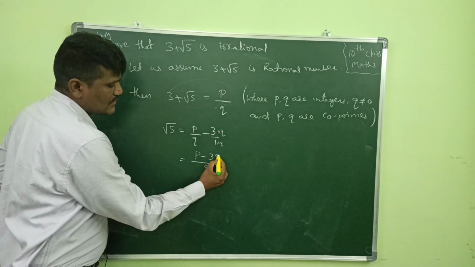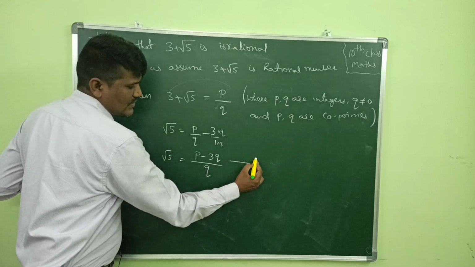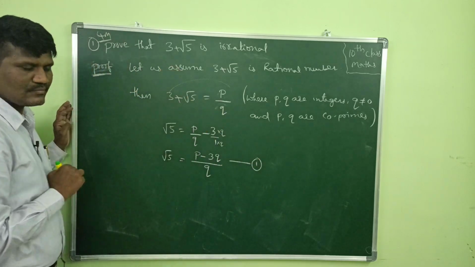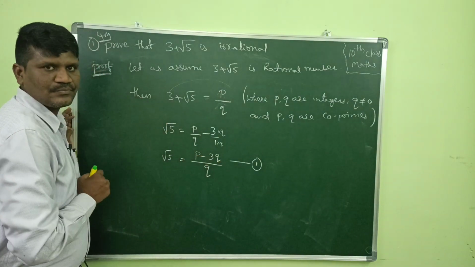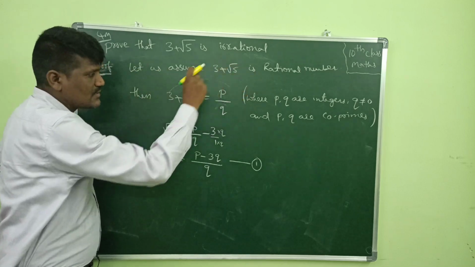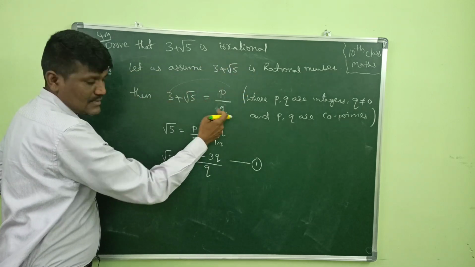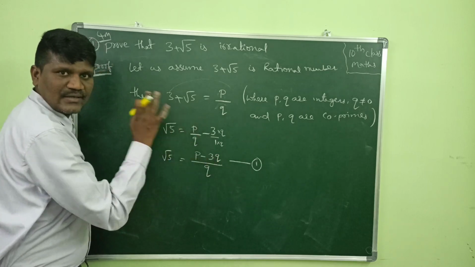Then p minus 3q by q. This is root 5. Say this is equation number 1. Root 5 is equal to p minus 3q by q. The first step is assuming it as a rational number. The second step is taking it like this and solving. So root 5 is equal to p minus 3q by q.